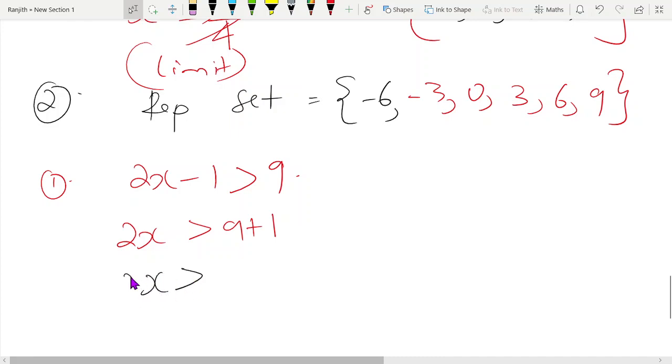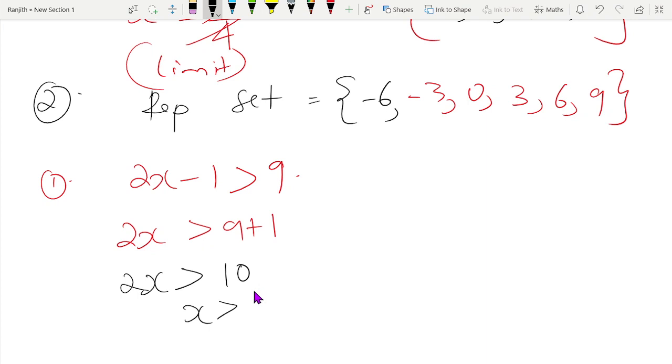So 2x is greater than 10. What's the value of x? So, 5, sir. 10 by 2, 5. So if I tell 5, can I take 6, 7, 8, 9, 10?